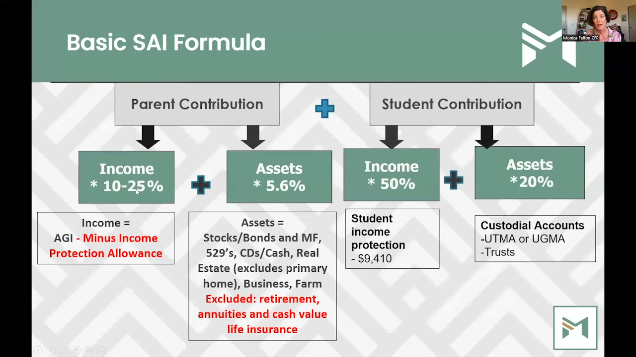So 10 to 25% of your income, 5.6% of your assets, and then the students' contribution, that's going to equal what you're expected to pay per year, per child for college. The cost of college today is well over $100,000 for a 4-year in-state public college diploma.